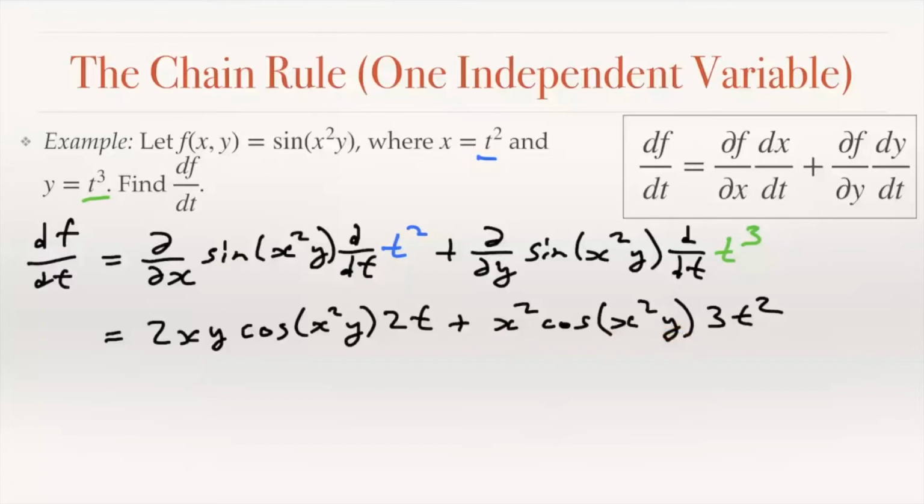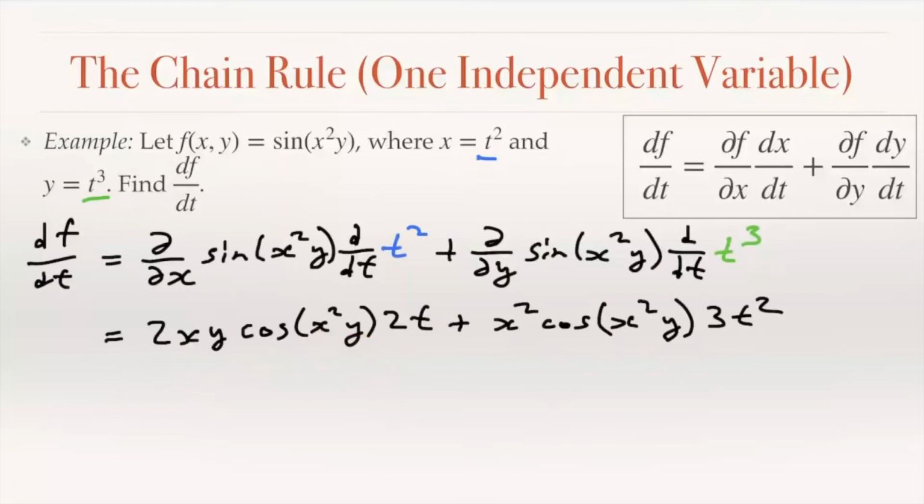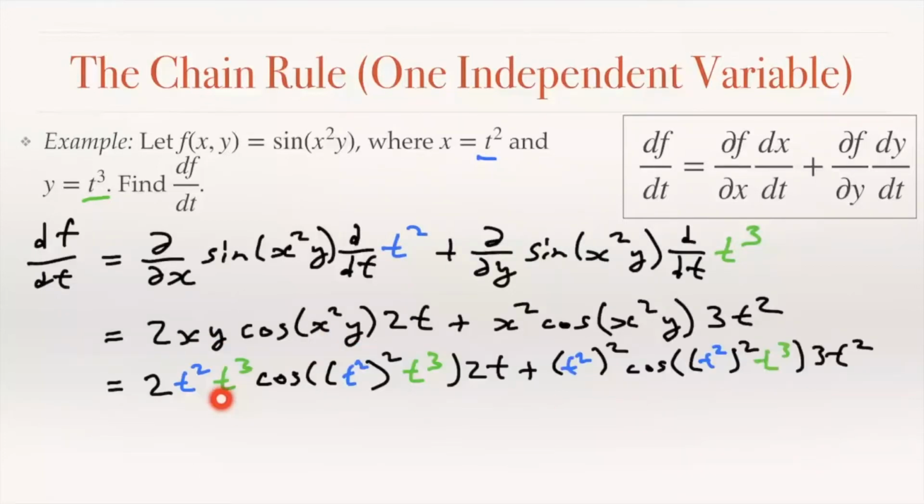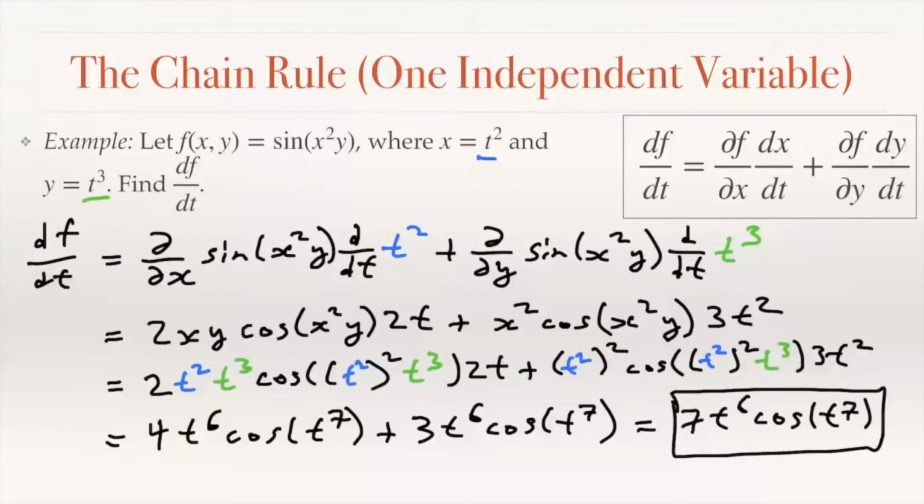Okay, now, this doesn't look like what we got before, does it? And that's because what we got before was in terms of t only, while this has x's and y's in it. So to get this in terms of t only, then we would do a substitution with x is t squared, y is t cubed, and then we get this. And now simplifying that, we get this for each of those terms. And then adding those together, we get our 7t to the 6 cosine of t to the 7, which is the same thing that we got before.